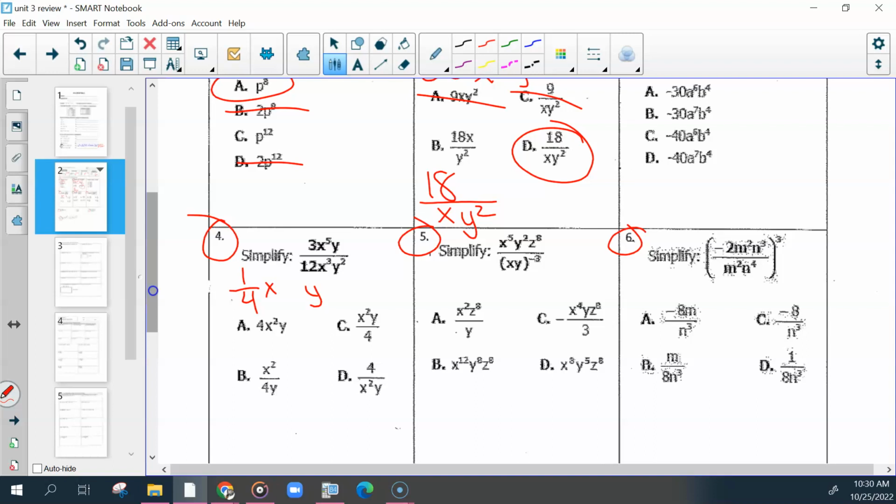Go ahead, Victoria. Say the y again. -1. So then our x squared is going to stay in the numerator. Y is going to come down to the denominator. So E.